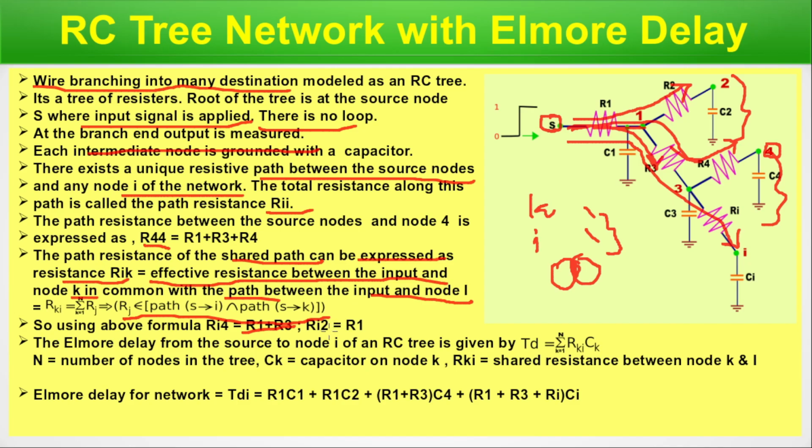The Elmore delay from source to node i of an RC tree is given by the summation of Rki times Ck, where Ck is the capacitor on node k and Rki is the shared resistance between nodes k and i. So first calculate this Rki. Now the Elmore delay for the network is R1 C1, R1 C2, R1 plus R3 times C4, R1 R3 Ri Ci. This way it goes. So let's move to the next slide: RC chain with Elmore delay model.